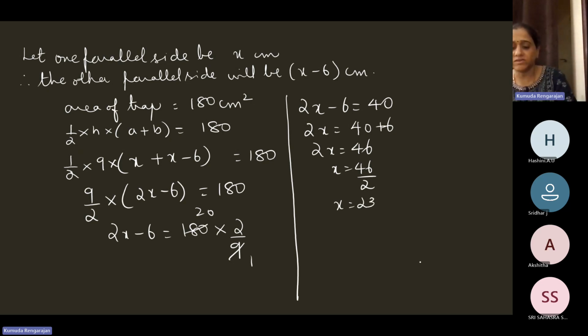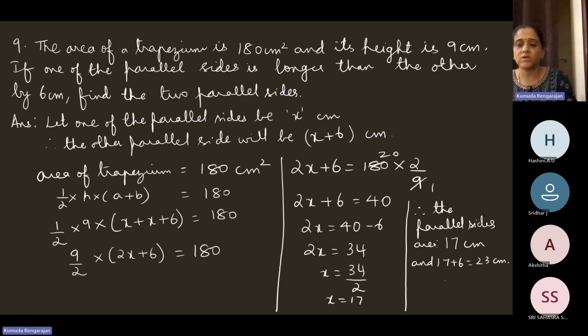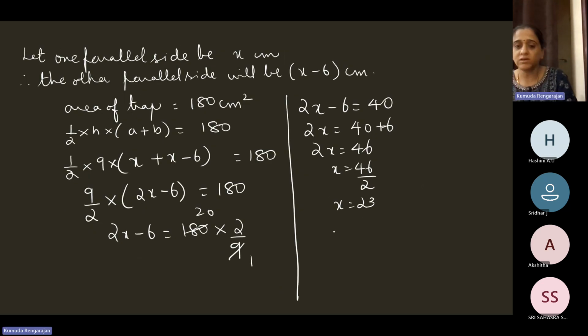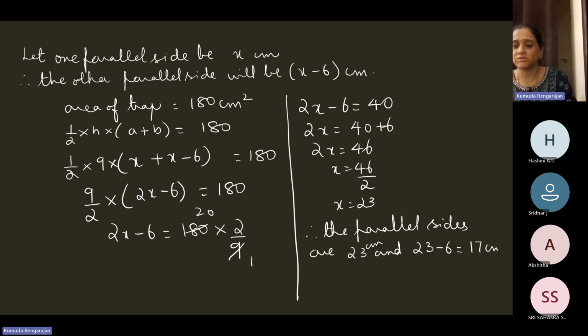See, here we got x as 23. Okay, so therefore the parallel sides are 23 centimeters and 23 minus 6, which is 17 centimeters. All right.